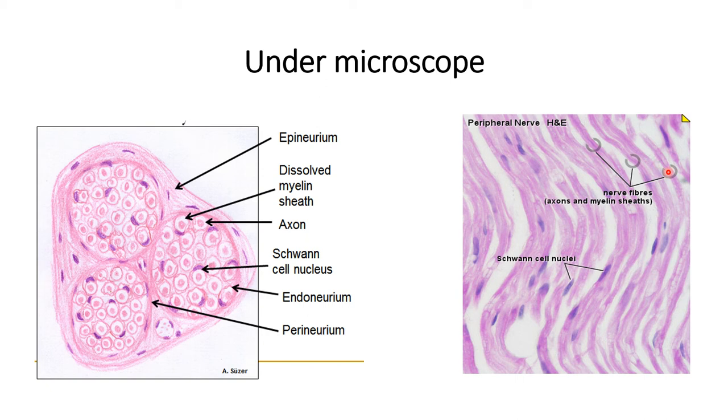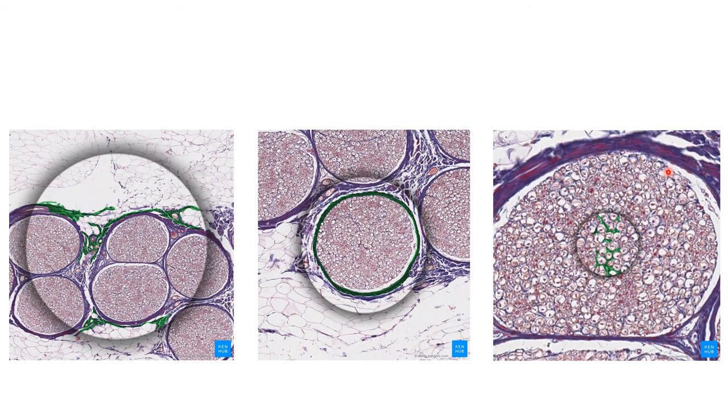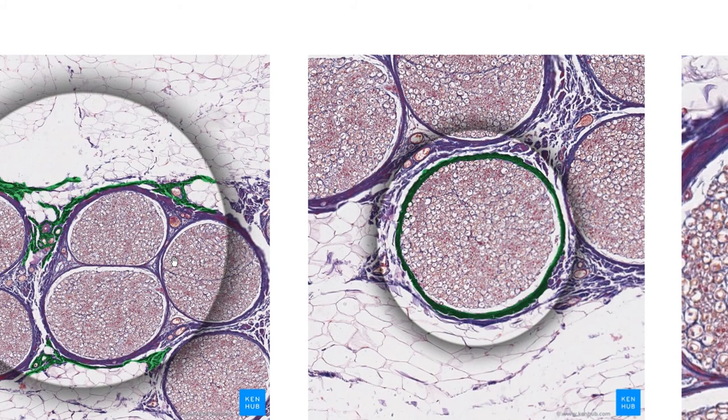Now we'll look further into the sections under the microscope. Here you can appreciate the green. This is the irregular connective tissue, this green one. You can appreciate this is the epineurium, the outermost covering around each fascicle or a bundle.